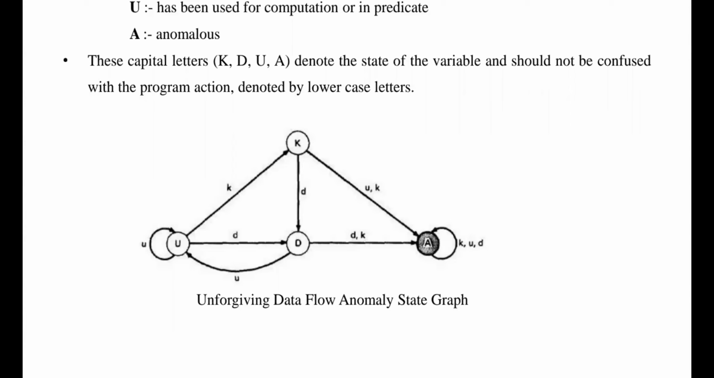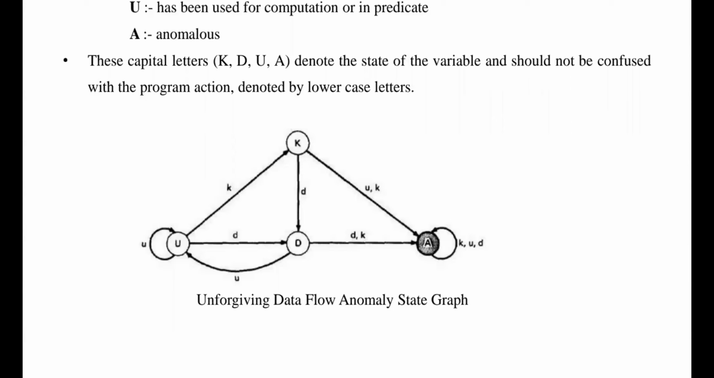Whenever an action is performed, see here from K to A, there is a flow UK, that is you are doing an action called UK. That means you are using a data object which is already killed. The object which is already killed, that object you are going to use. That is obviously an anomaly, so it will go to the anomaly state. Whenever an object goes to the anomaly state, again that object cannot go to the working state.